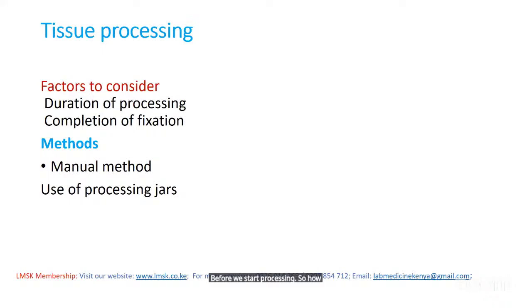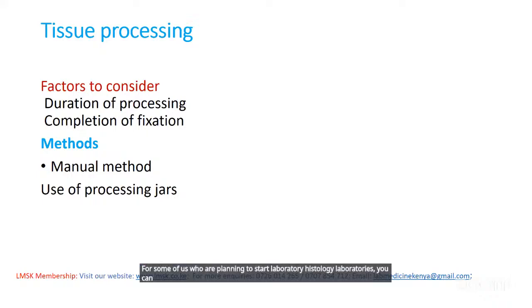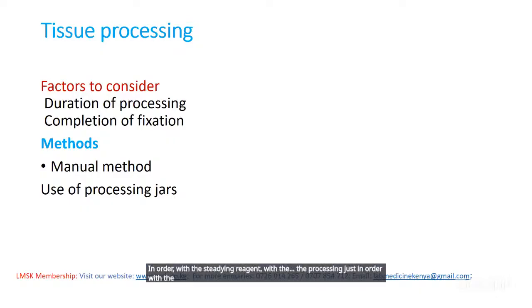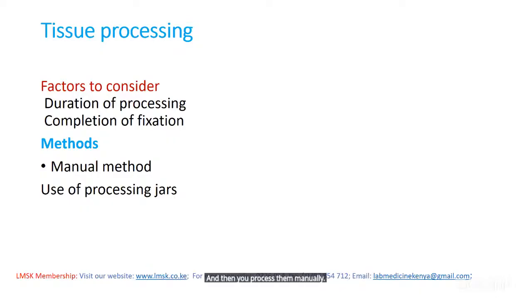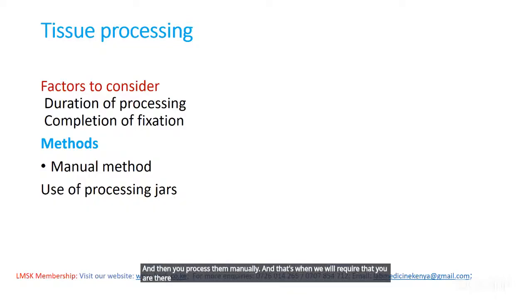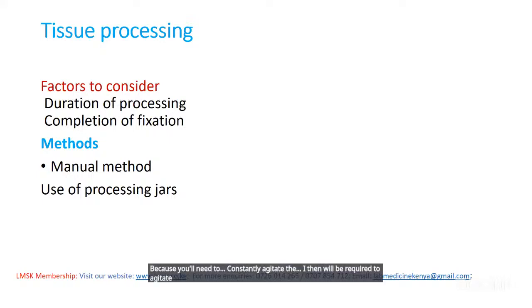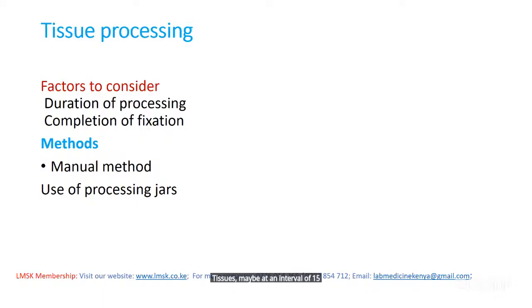So how are tissues processed? We have the manual methods for starters. For some of us who are planning to start histology laboratories, you can start by just processing your tissues manually. You'll just have to arrange the processing jars in order with the processing reagents, and then you process them manually. And that one will require that you are present there, because you'll be required to constantly agitate the tissues, maybe at an interval of 15 minutes during processing.